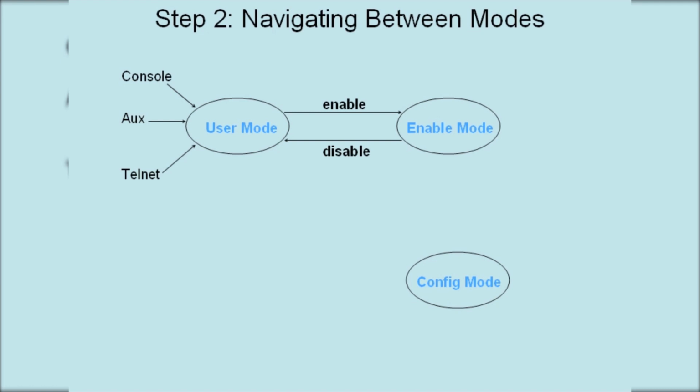Now if you decide later you want to configure the router, tell it some new configuration parameter that tells the router how to operate, you can use the configure command while in enable mode and move down to config mode. In config mode, you can tell the router how to behave. When you're done doing that, you can use the end command or press the Control-Z sequence to move back to enable mode.